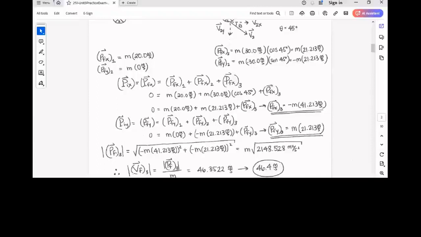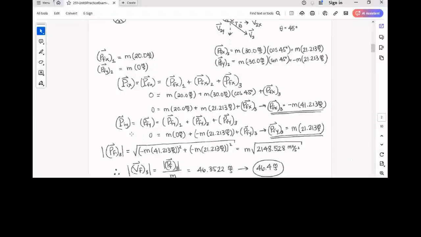So I can write an expression that just gives me a way to relate the mass of the pieces to the 2 velocity components that I know, and then, of course, P final x3, which I don't yet know. So P final x3 is going to be equal to negative m times 41.213 meters per second. That's just the combination of 20 meters per second and 21.213 meters per second multiplied by negative 1.